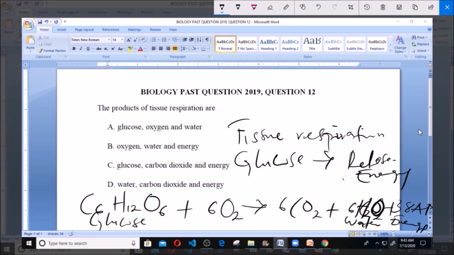So now from this particular illustration, you agree with me that the correct option is option D, water, carbon dioxide and energy.